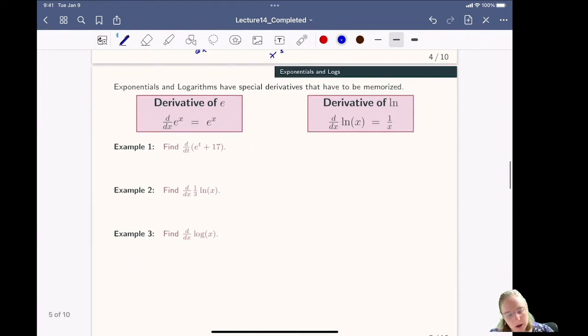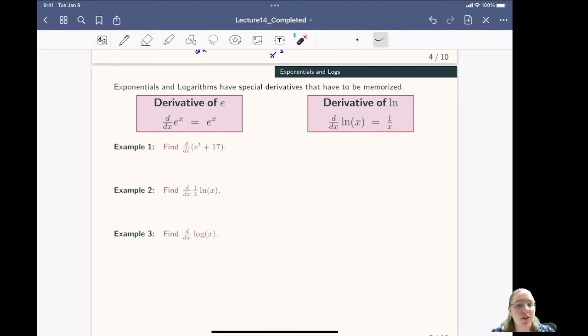Now let's introduce these two special derivatives. First of all, we have the derivative of the function where the function remains unchanged, and that is e. So this is another reason e is special. If we take d by dx of the function e to the x, we simply get out e to the x again. Now, if we have d by dx of ln of x, this is 1 over x. And you're just going to have to remember these two derivatives.